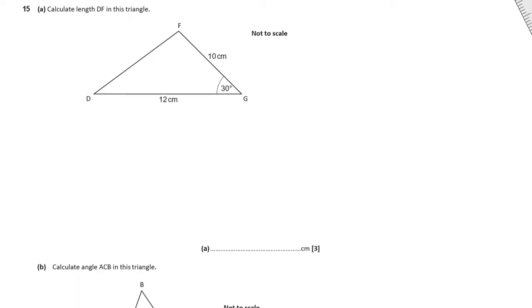Question 15a, calculate the length of DF in this triangle. Okay, well DF is this line here, that's the one we want to find. And what do we know? We know two sides and the included angle. We want to find the third side.